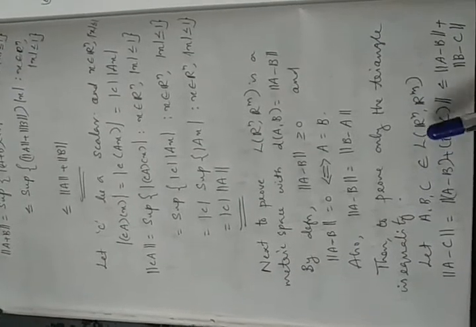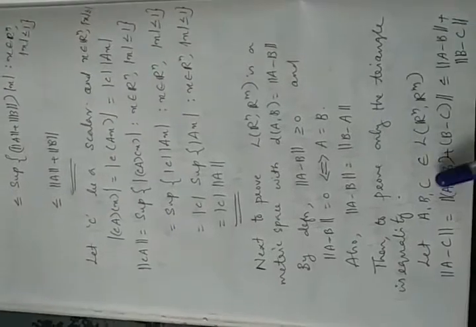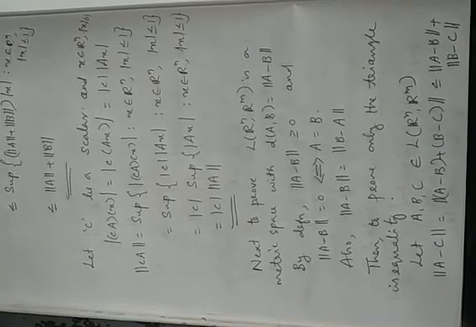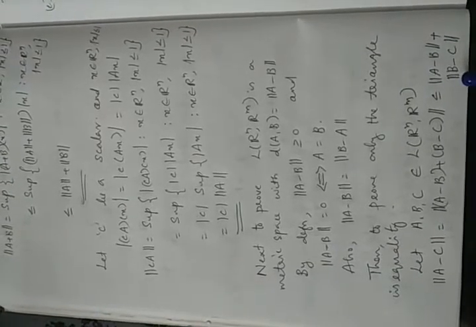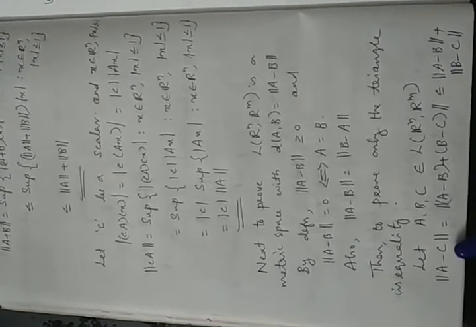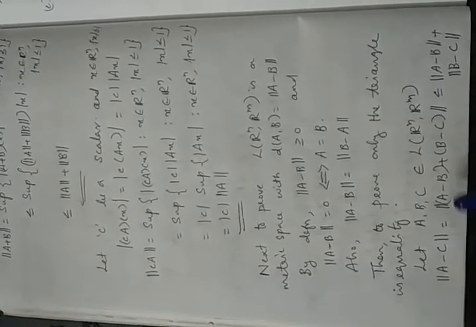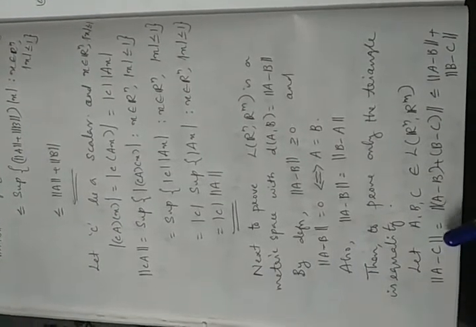That is, we consider three elements from this vector space L of Rn, Rm. So, we consider three linear transformations A, B and C. We have to prove that norm of A minus C is less than or equal to norm of A minus B plus norm of B minus C. That is, distance between A and C is less than or equal to distance between A and B plus distance between B and C.